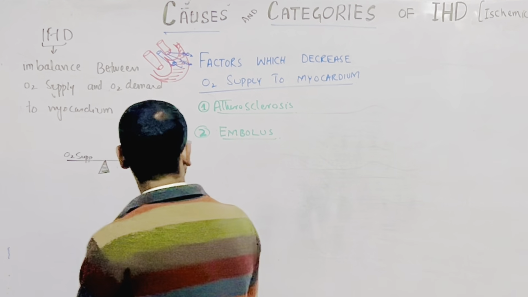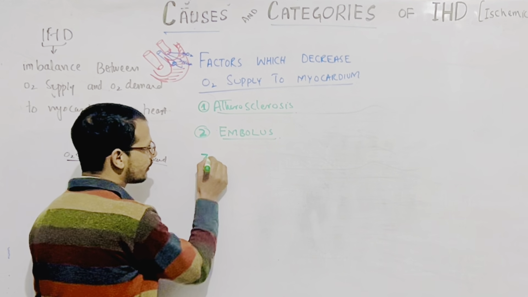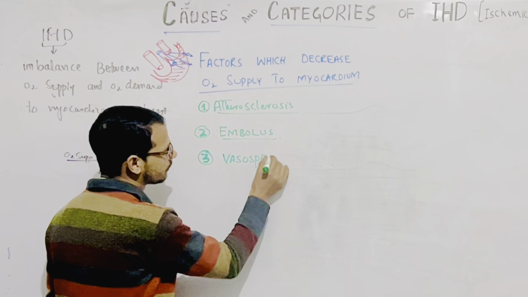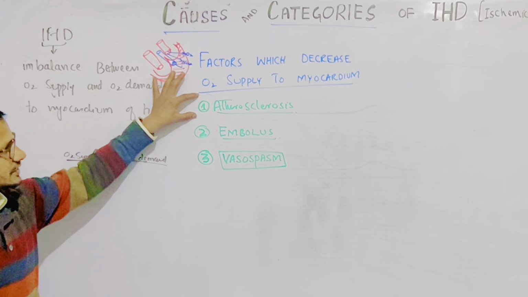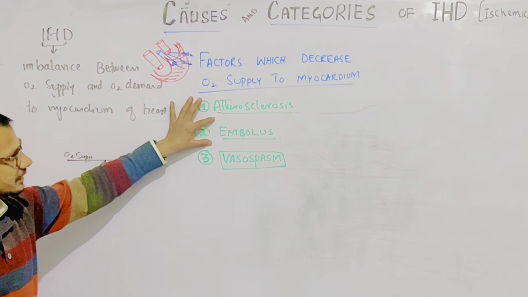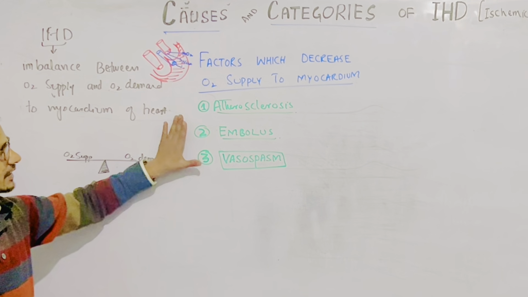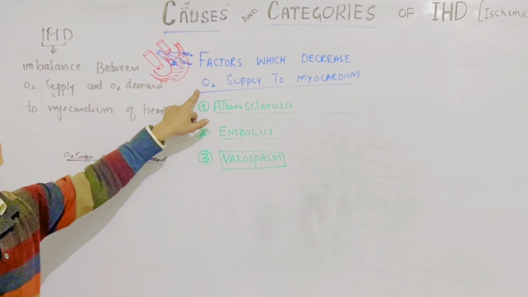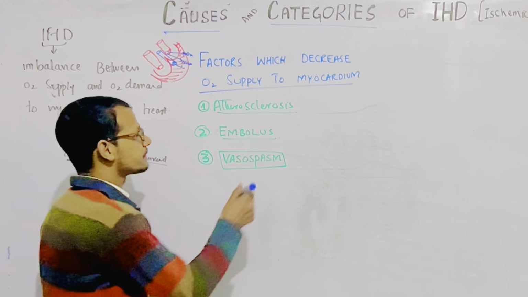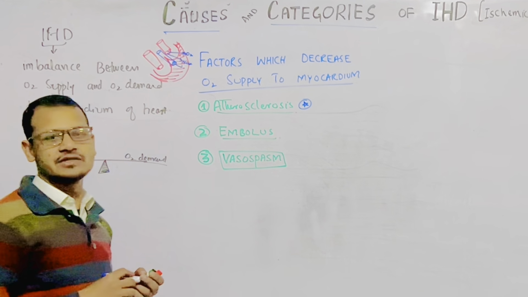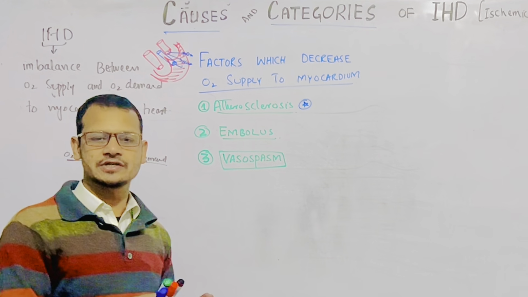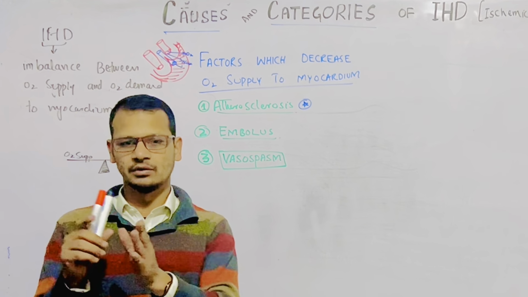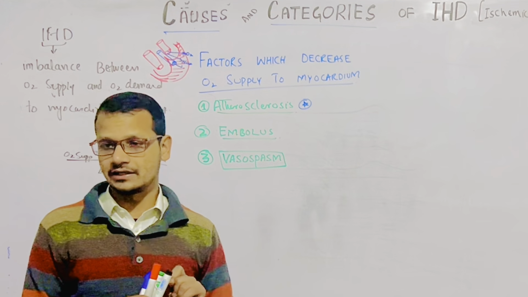The third factor, which is very important, is vasospasm. The first factor is atherosclerosis, the second is embolism, and the third is vasospasm. These are the factors responsible for reducing oxygen supply to the myocardium. But the most important one is atherosclerosis. What is atherosclerosis? It is when a fatty mass aggregates in the coronary arteries, and it reduces or fully blocks the blood supply to the myocardium and causes ischemic heart disease.